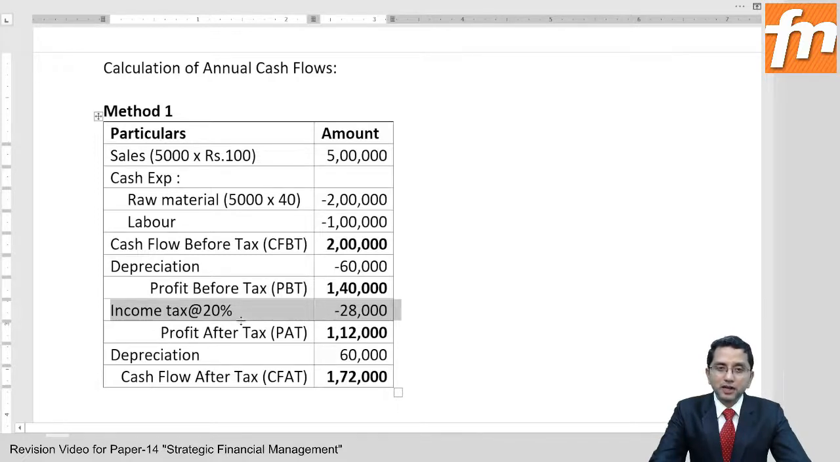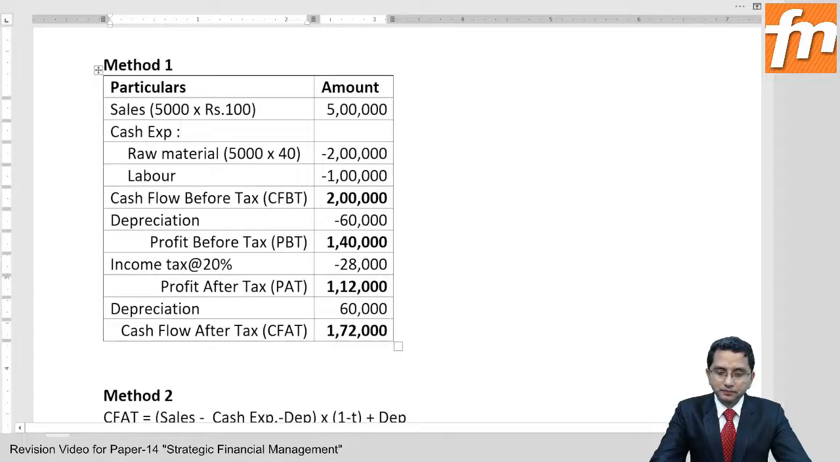Once your purpose of calculating tax is served and you got profit after tax, depreciation was a non-cash expense. You need to remove its effect. So you add back depreciation to arrive at cash flow. Right? This is the proper method. CFBT less depreciation is PBT. PBT less tax is PAT. Add back depreciation is CFAT. If tax is ready-made given, CFBT minus tax is CFAT. This is the proper method. Howsoever complex is the question, you can use this method.